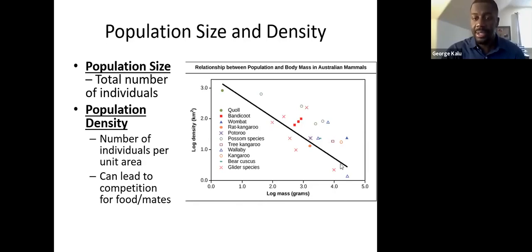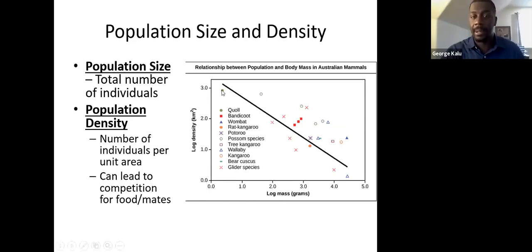Okay, so this is a logarithmic scale. I think that probably confused some people. But essentially what we see here is as the mass of that particular organism increases, the population density has to be smaller. They cannot exist in very large populations.